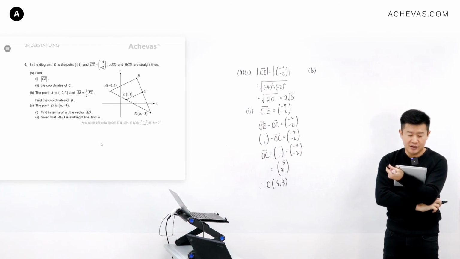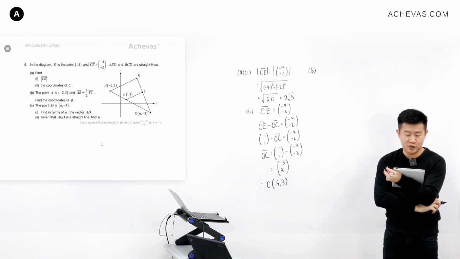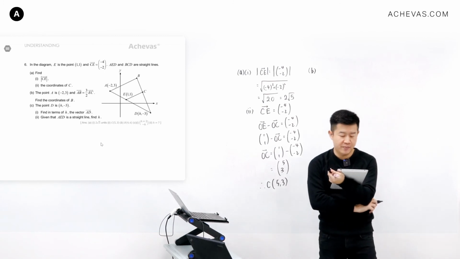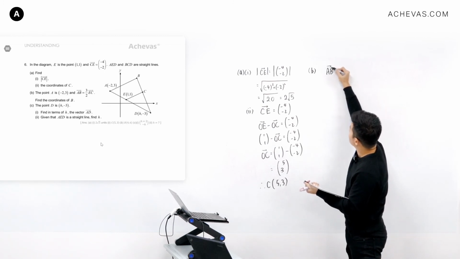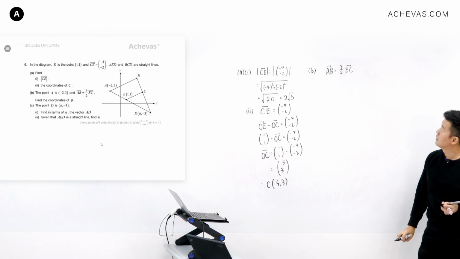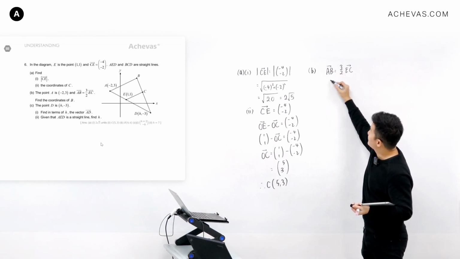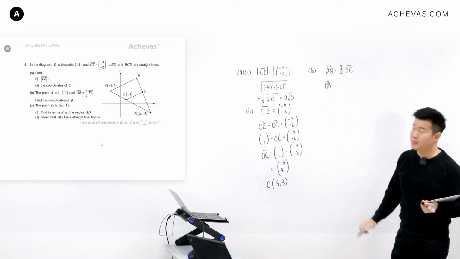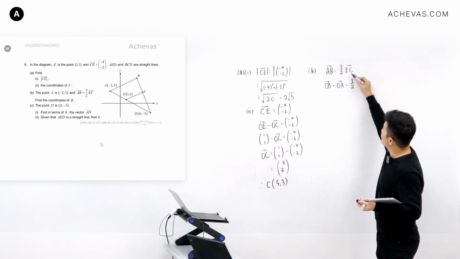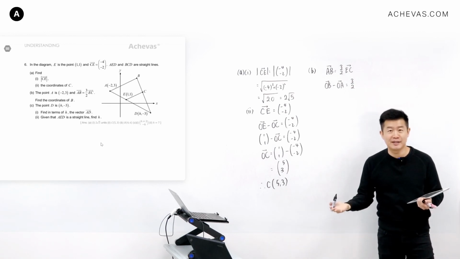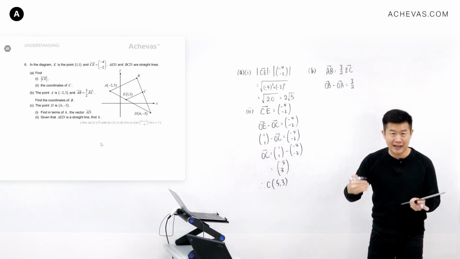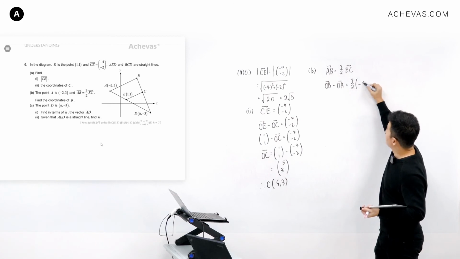Next, B. In B, we are given the coordinates of point A as minus 2, 3, and AB is equal to 3 over 2 EC. We are supposed to find the coordinates of B. Let's write this down. AB is equal to 3 over 2 EC. We can re-express AB as the position vector of the terminal point minus the position vector of the initial point. Do we have EC? We do not have EC, but we do have CE. EC and CE are negative vectors of each other, so I can rewrite this as minus CE.